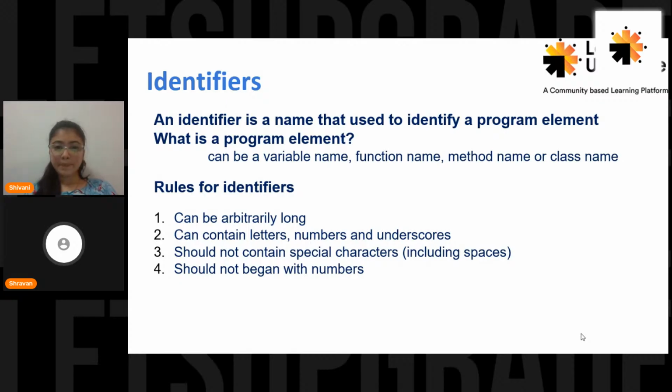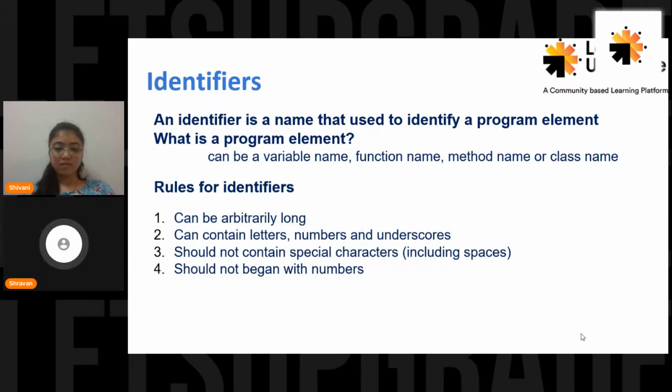Means we will be identifying that particular variable with a name. Like I have a name, Shravan, it is nothing but my identifier, right? So people can identify me by saying Shravan. So coming to Python, what are the rules for the identifier? It can be of any length, but a few rules are there.